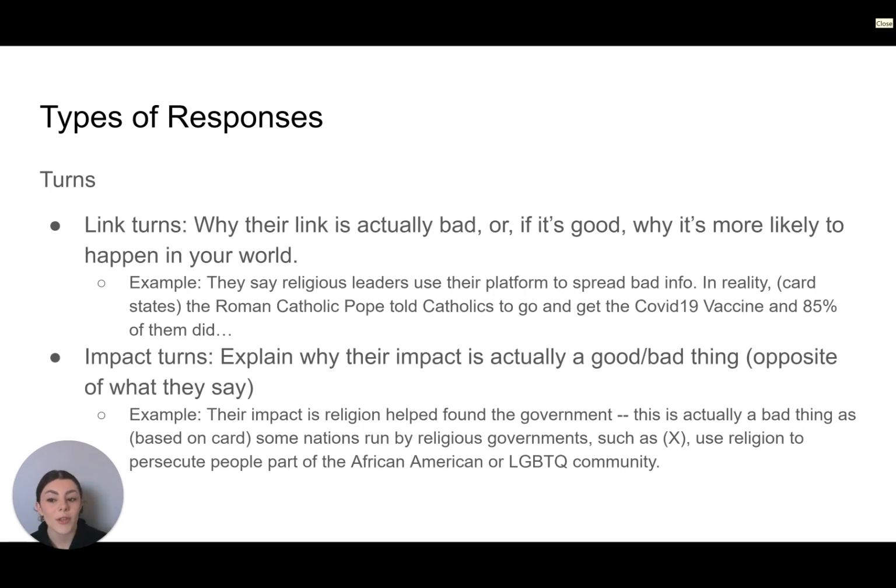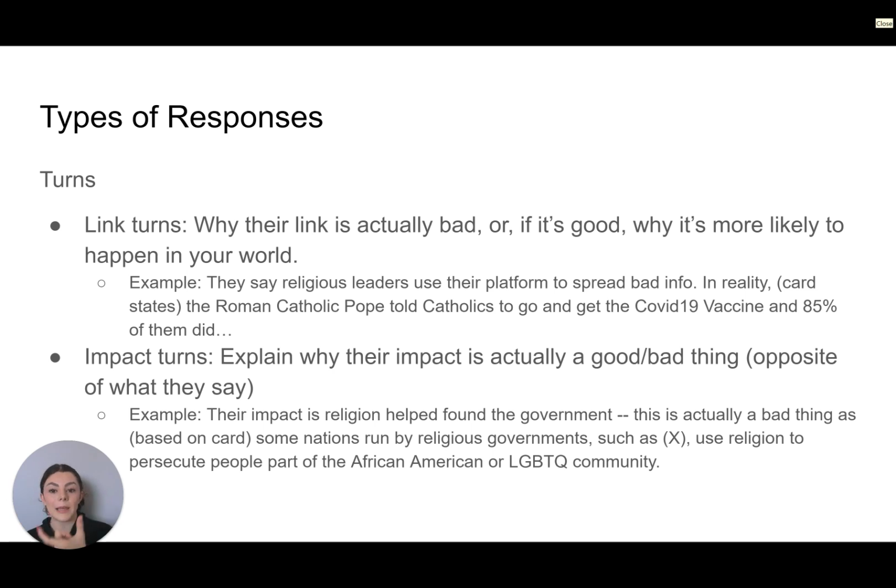Turns. So turns are probably one of the trickiest things to do in a debate, but they are also probably one of the most effective. So a turn also kind of goes into delinking, but let's say you have A to B, B to C, C to D, D to E, and you say C doesn't actually lead to D, C leads to F, and then F leads to E, right? So then you are turning the opponent's arguments.